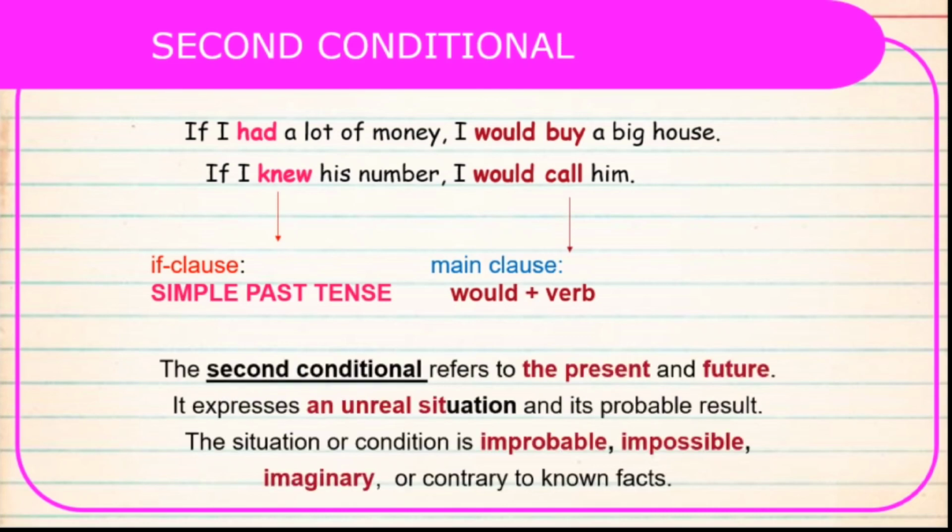It expresses an unreal situation and its probable result. The situation or condition is improbable, impossible, imaginary, or contrary to known facts. Just think of it this way. No money, no big house, but maybe you will have enough money for it in the future. So you can think about buying a big house someday like a dream. The chance of turning it into reality is still far.